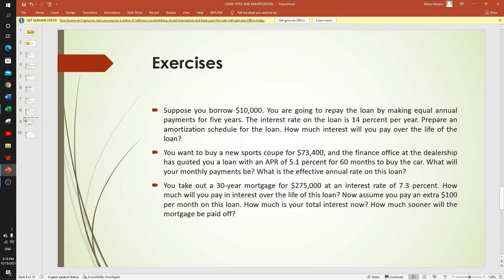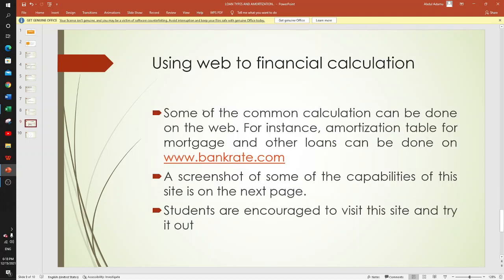In finance, we have certain ways we can do all this, like on the web. This calculation can be done on this website, Bankrate.com. Let's see if I can connect, if my internet is good, so that we'll put in some of the values of what we did just now. Let's see whether we'll be able to do the calculation.